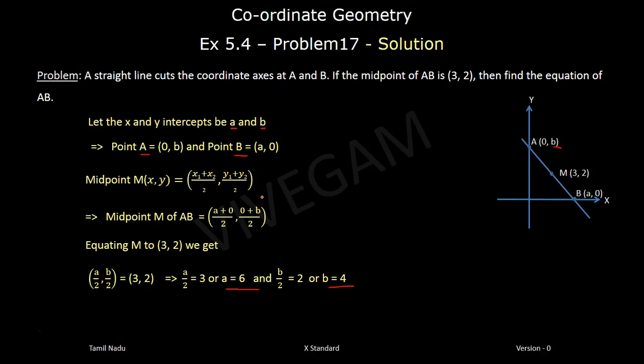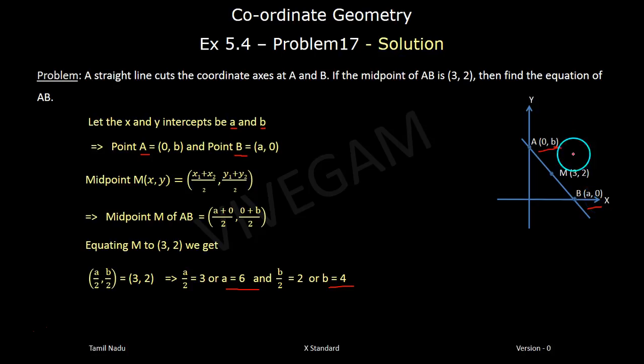So let me repeat. The key point is to find the coordinates of A and B. Once that is done, the problem is very simple. And the point at which the straight line cuts the y-axis is always (0, y-intercept). And the point at which the line cuts the x-axis is (x-intercept, 0). If you remember this rule, then everything is easy.